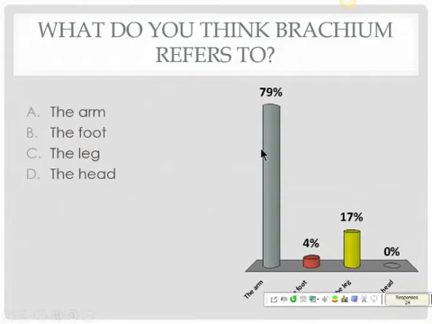Okay, very good. The brachium refers to the arm. That's why there's an artery present here in the arm, and that artery is called the brachial artery because this is the brachium. The leg is not the brachium. The leg is either called fibular or tibial, and the back is called sural.